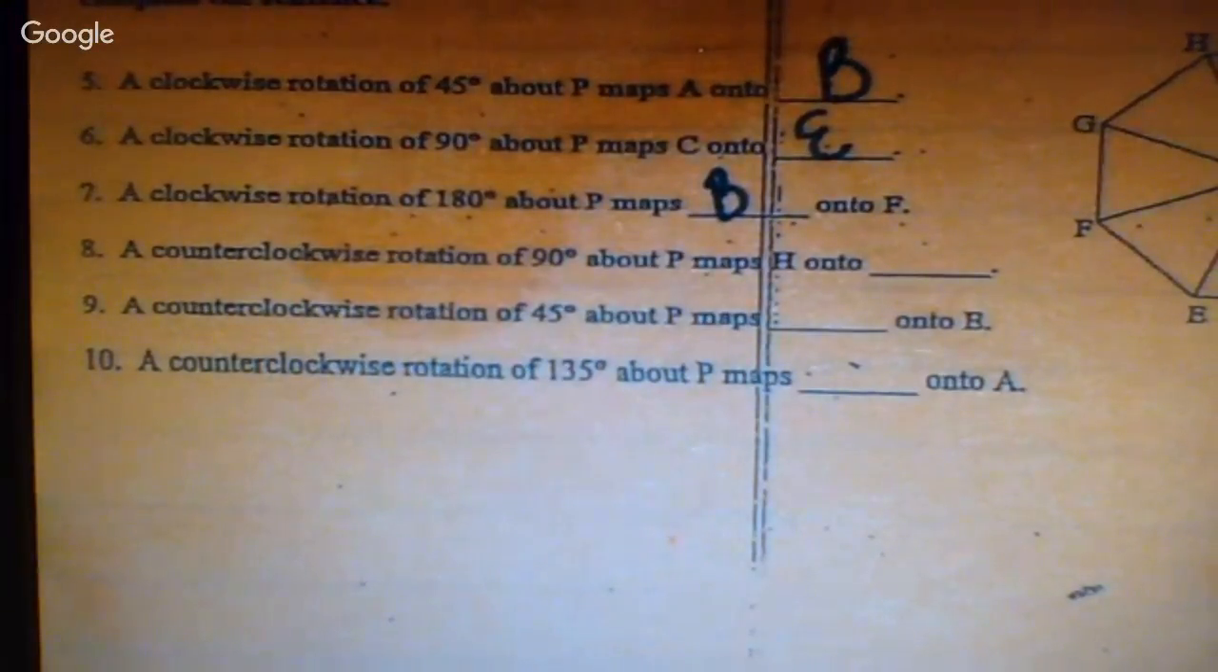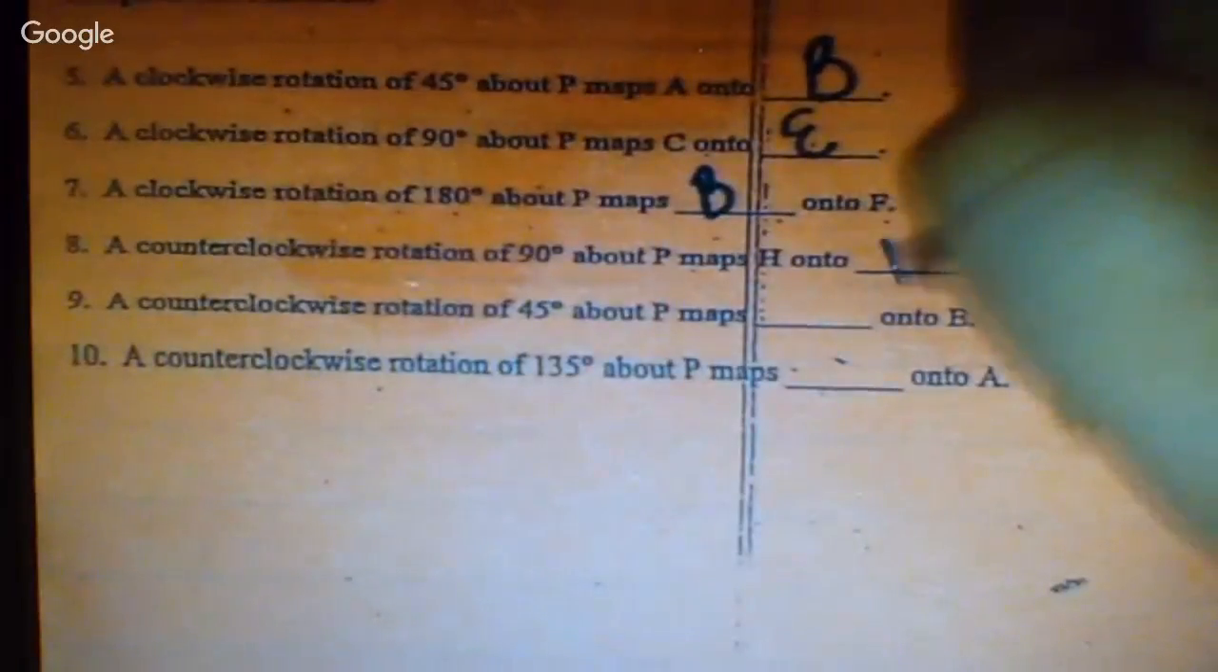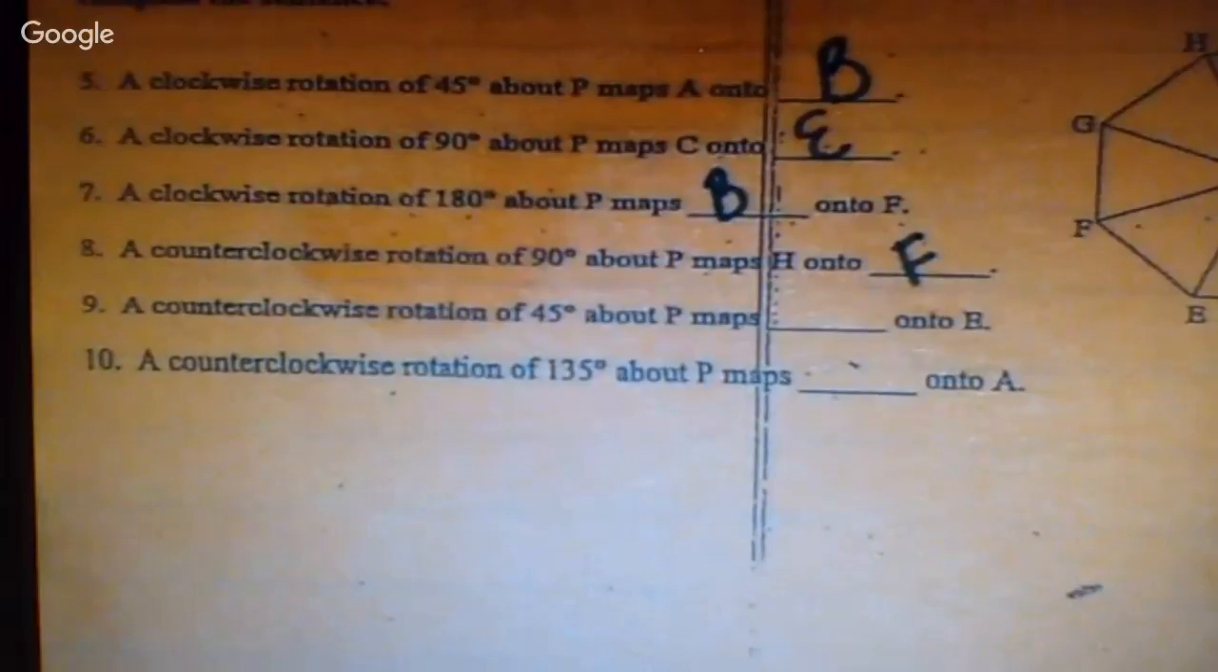Okay. This one, I want to rotate 90 degrees. How many spaces is that? 2. Counterclockwise. So we're starting at H. Where do I end up? F. Good. Counterclockwise, 45 degrees. How many spaces am I going?